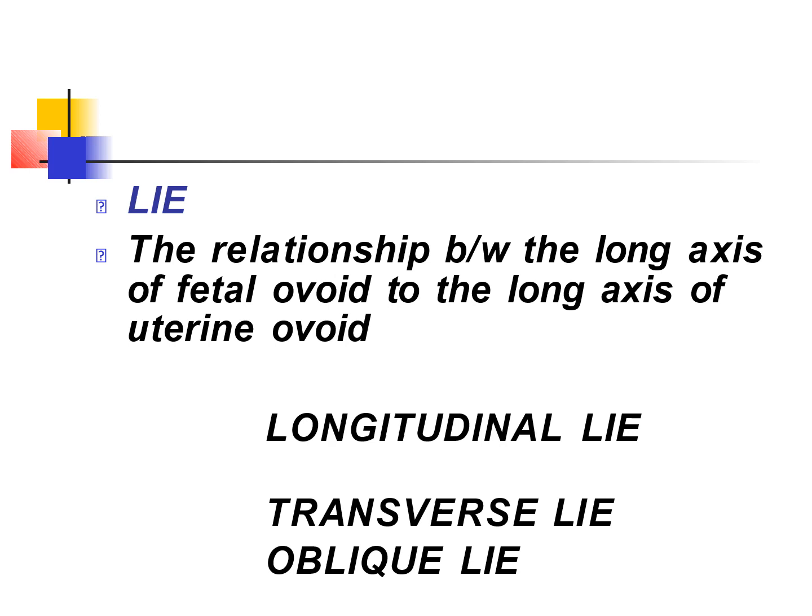First, let us see what is lie. Lie is the relationship between the long axis of the fetal ovoid to the long axis of the uterine ovoid. That is, in another word, we can tell it is the relationship between the long axis of the fetus to the long axis of the mother. Or otherwise, we can tell it's a relationship between the fetal spine and maternal spine. So, the common lie that we can see include longitudinal, transverse, and oblique.